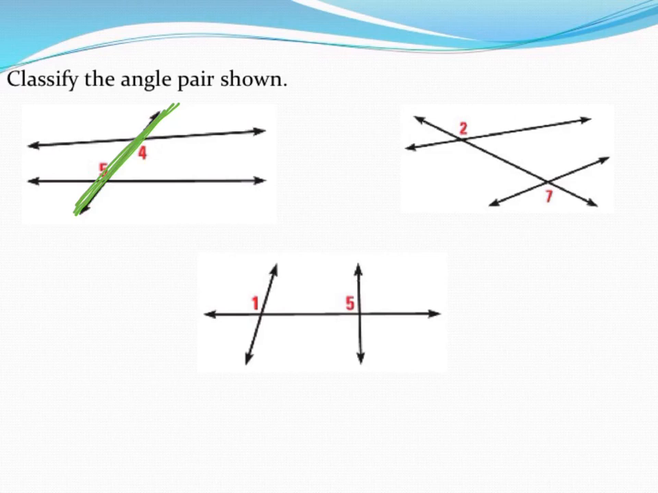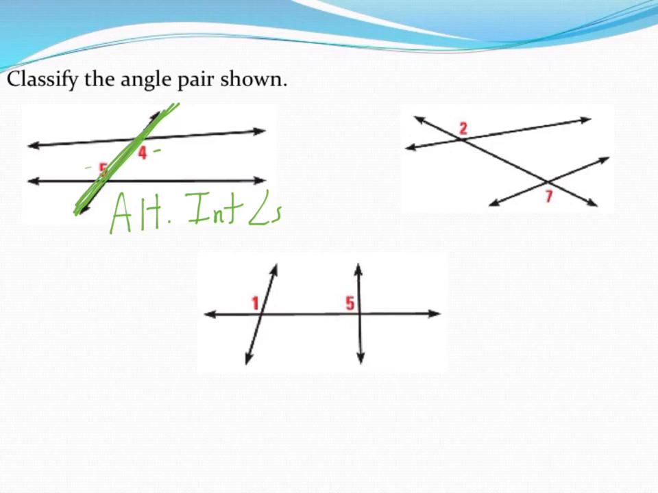I can see that both of my angles in this first example, 4 and 5, are interior. So I know I've got at least one of the interior angles, and I can see that they are on opposite sides of the transversal. One's on the left, one's on the right. So that must tell me I've got alternate interior angles in this first example.